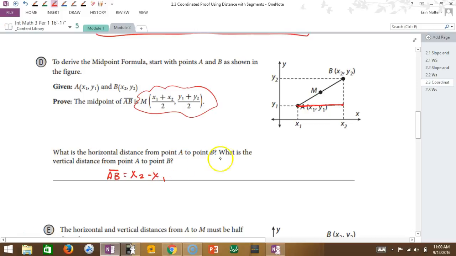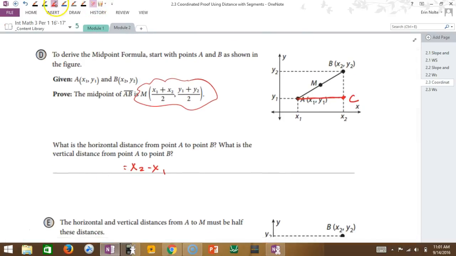Okay, the vertical distance, oh, sorry, that's not AB. Let's call this C. Excuse me. It's gonna be a big point. So AC. Okay, and then the vertical distance that's here, we'll call that BC. This is going to be your difference in your y, so y2 minus y1.